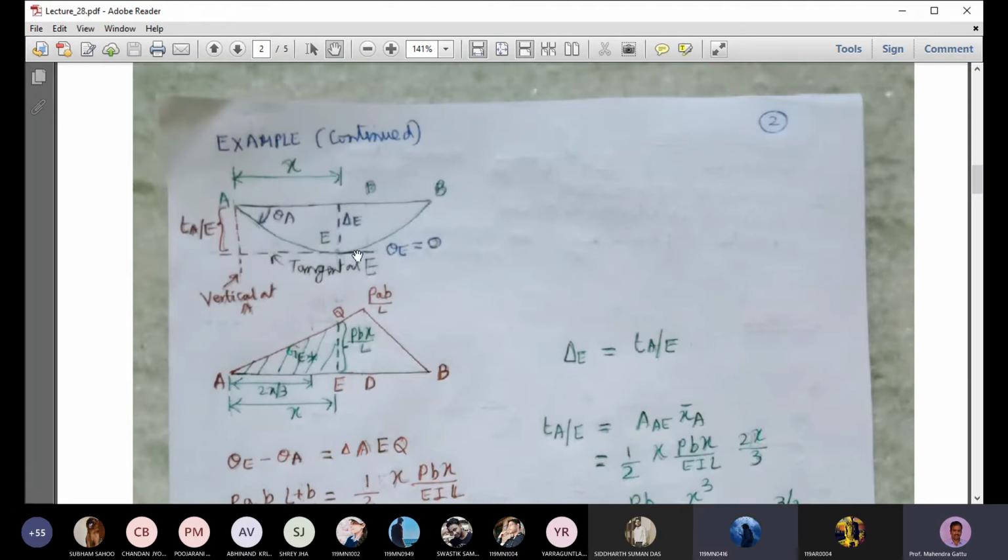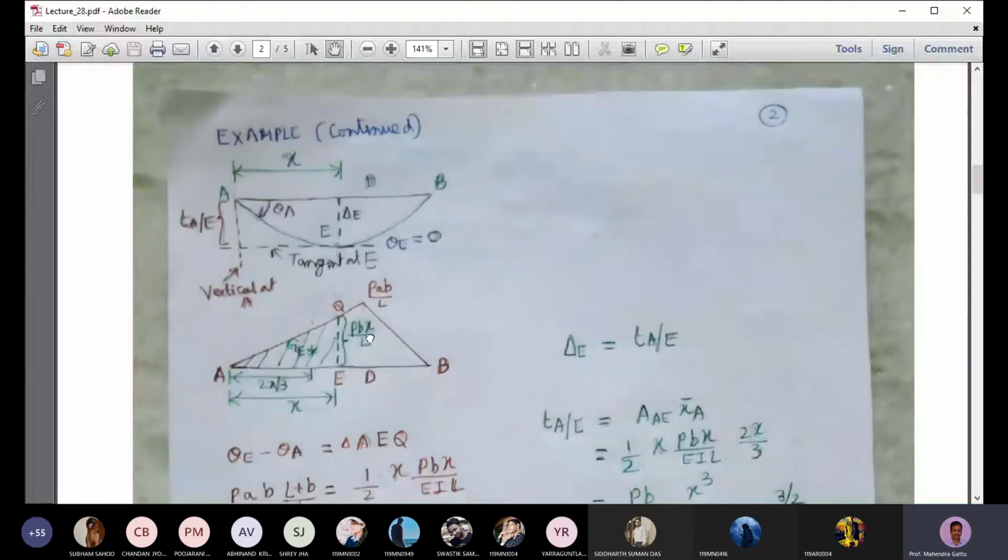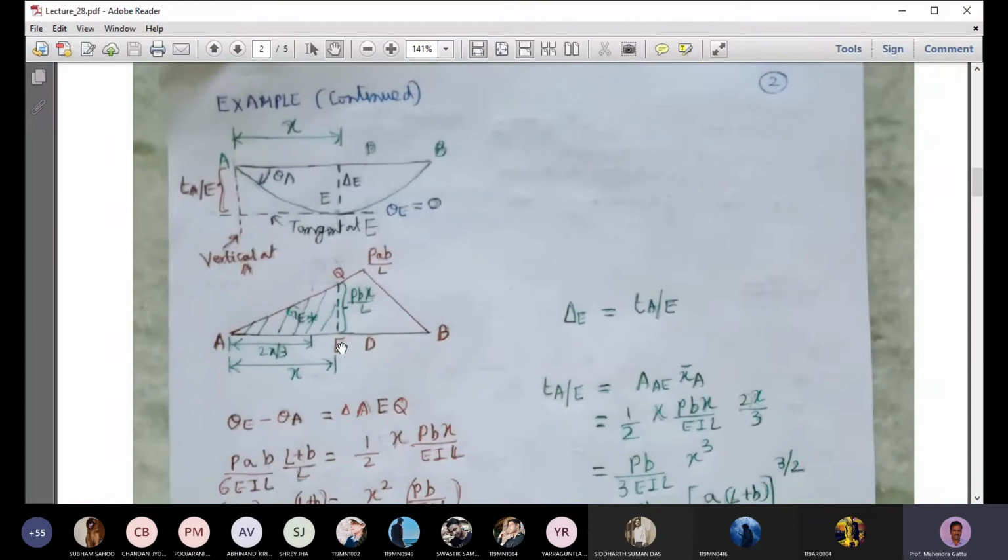Yes, sir. So we just have to find a point on the curve where the slope is 0, and that point will be the maximum deflection point. In this problem, we are not assuming anything. We are thinking that the point is not coinciding with D. It may coincide with D depending on the location of the point of application of the point load. If it is lying at the center, maybe E and D will coincide. But for this problem, we are assuming that the point is unknown.